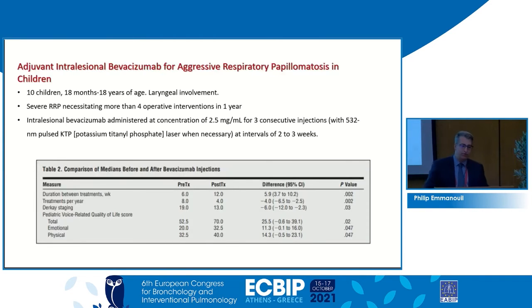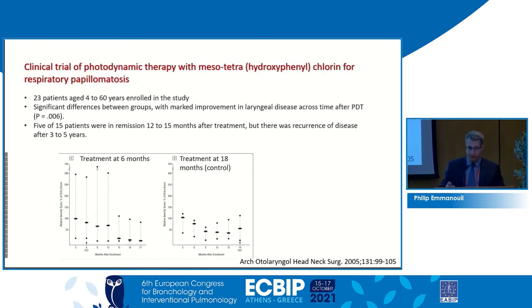The same applies for intralesional bevacizumab. This has also been tried for laryngeal as well as tracheal papillomas. It is very readily available because it is an oncologic treatment, but this is an off-label use. There are no studies. It seems that it helped to increase the duration between bronchoscopic treatments. This is a study in children, and it improved quality of life in many aspects. This may be a medication that we can use in randomized trials in the future.